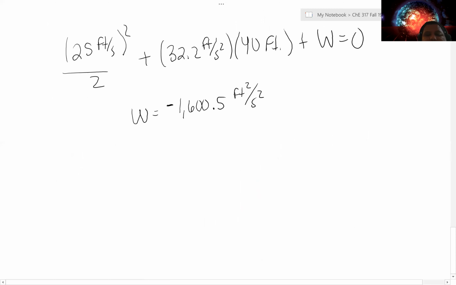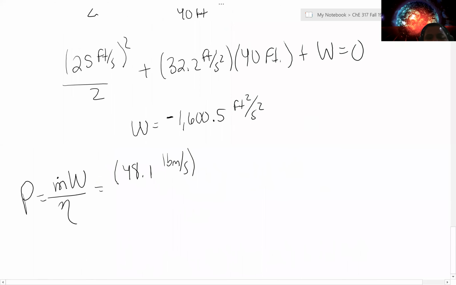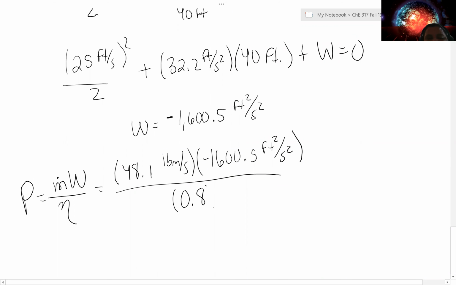So now I have my work, and I can solve for my power. Knowing my power is equal to my mass flow rate times work over my efficiency. So if I plug in my mass flow rate, which was 48.1 pound mass per second, let me double check that, make sure I wrote it down right, yes. Times my negative 1600.5 feet squared per second squared. My efficiency, I didn't give it. I'll just assume a value of 0.8.